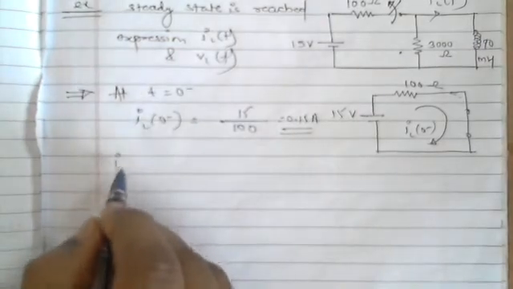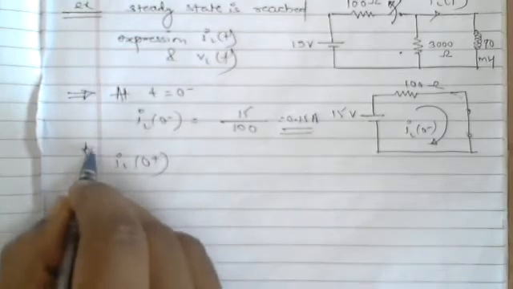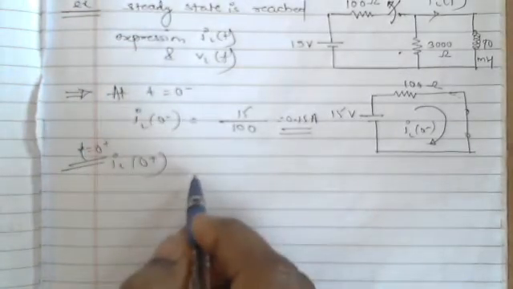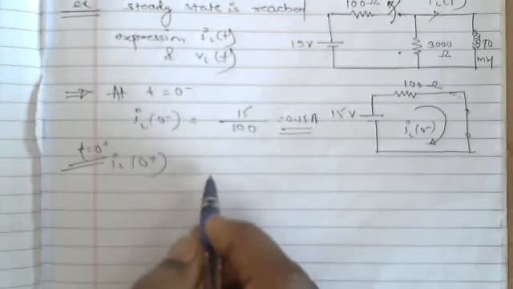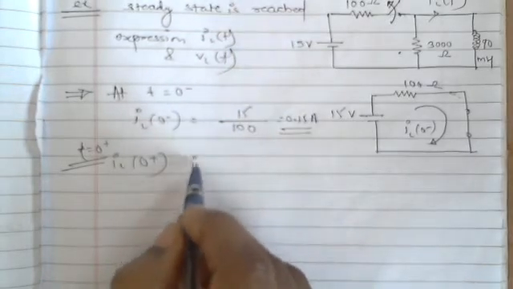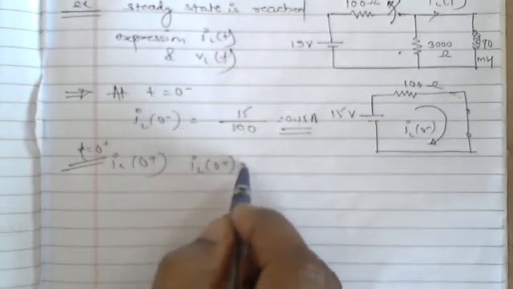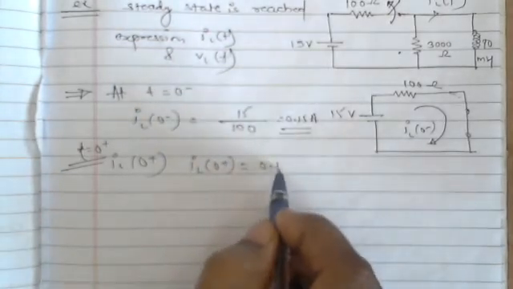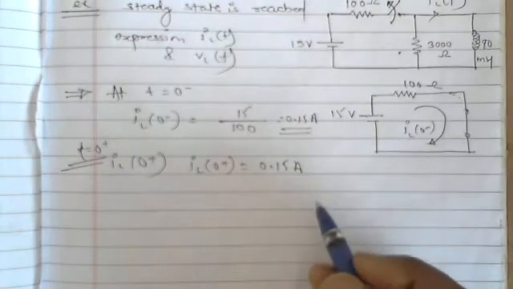Now, IL at 0 plus, at t = 0 plus, what will be the current in the inductor? Very easily you can say that current through an inductor doesn't change instantaneously, so it will remain the same. So I can write IL at 0 plus is nothing but 0.15 ampere only, right?